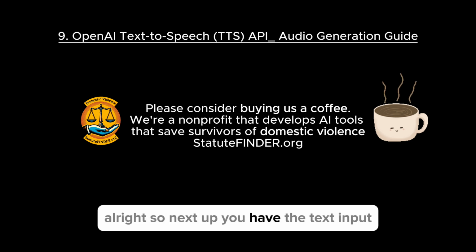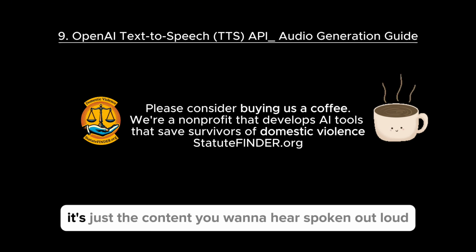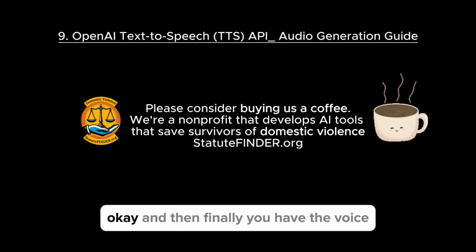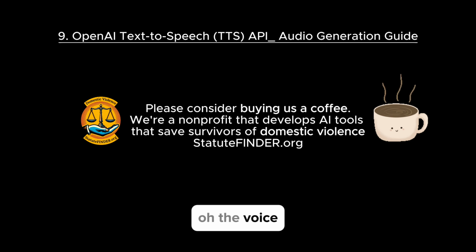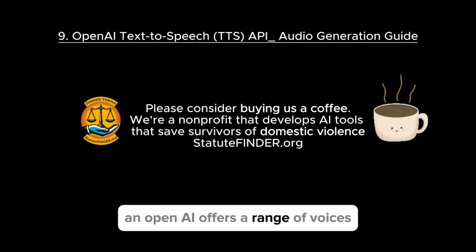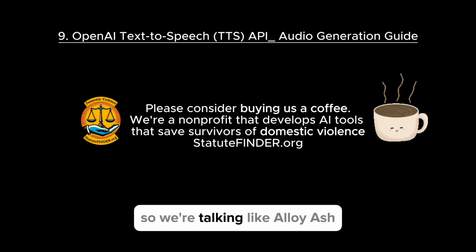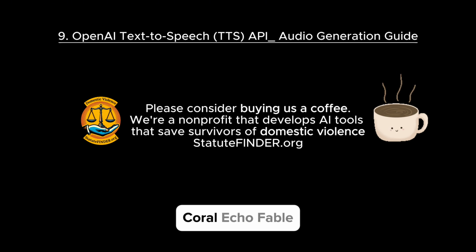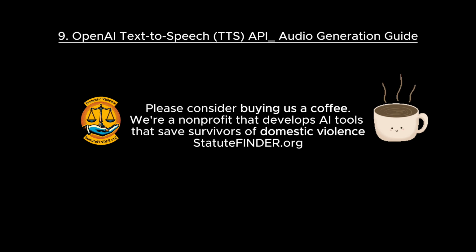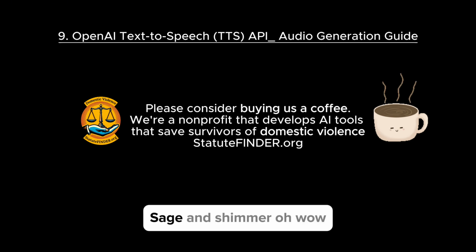All right, so next up you have the text input, and this one's pretty simple. It's just the content you want to hear spoken out loud. Pretty easy. And then finally, you have the voice. And OpenAI offers a range of voices, each with its own unique personality and style. They actually have names: Alloy, Ash, Coral, Echo, Fable, Onyx, Nova, Sage, and Shimmer. Wow, that's quite the lineup.